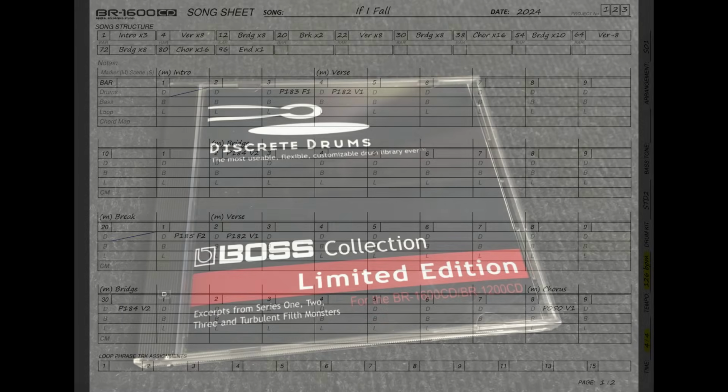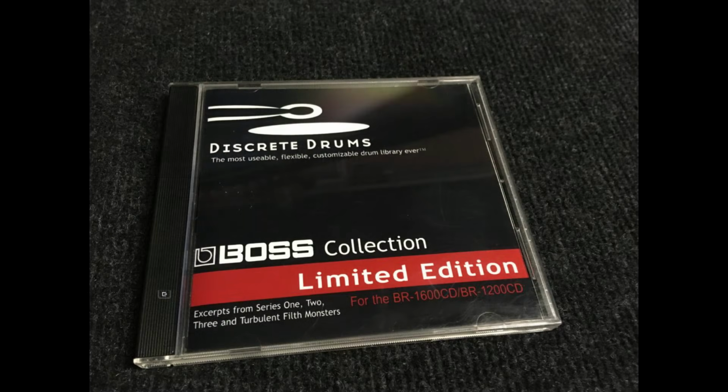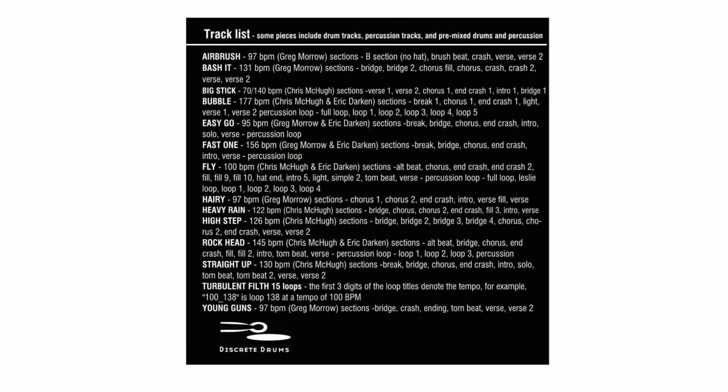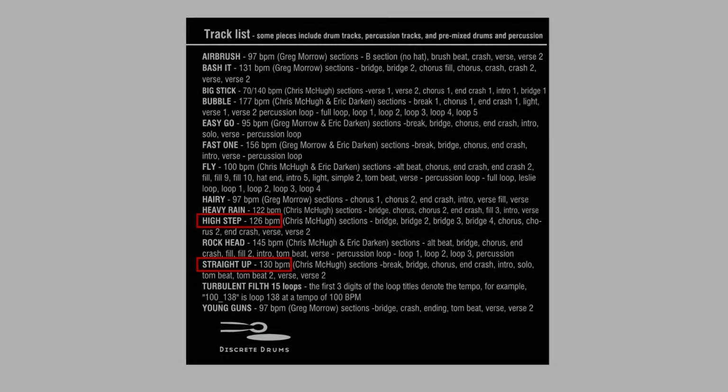Let's find some suitable loops to use, ideally with a tempo around 126 BPM, so that we can maintain the best audio quality. From the BR1600 discrete drum samples installed on the machine, we can see that high step and straight up are close, so we'll use those for the demo.